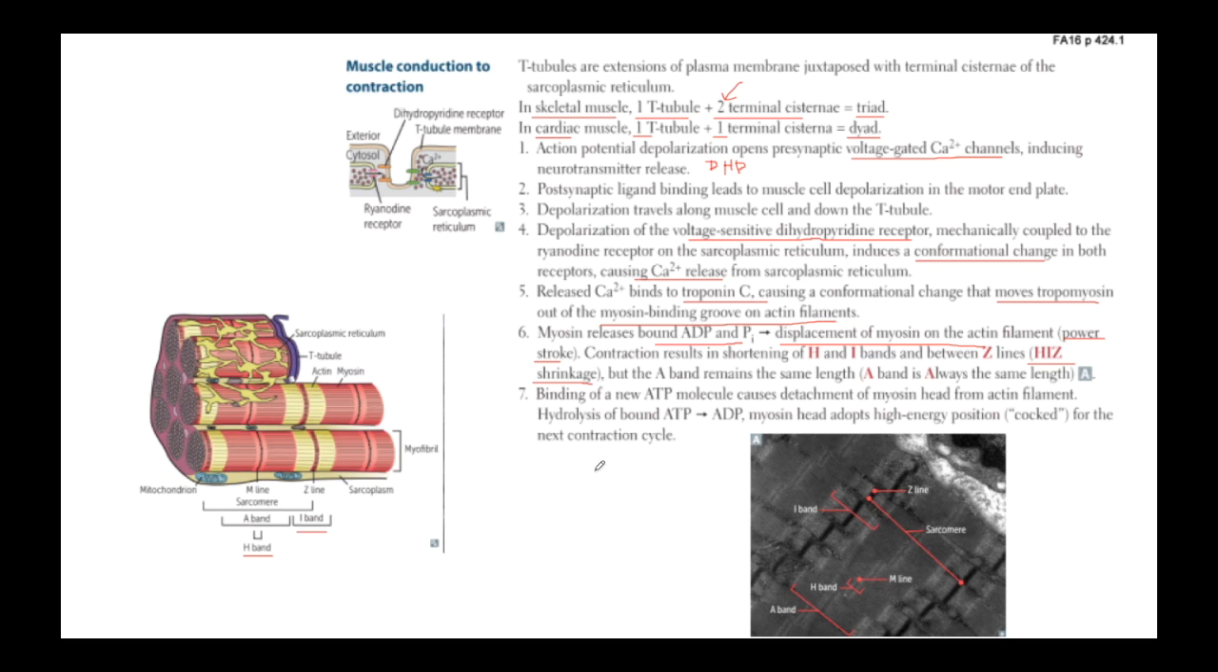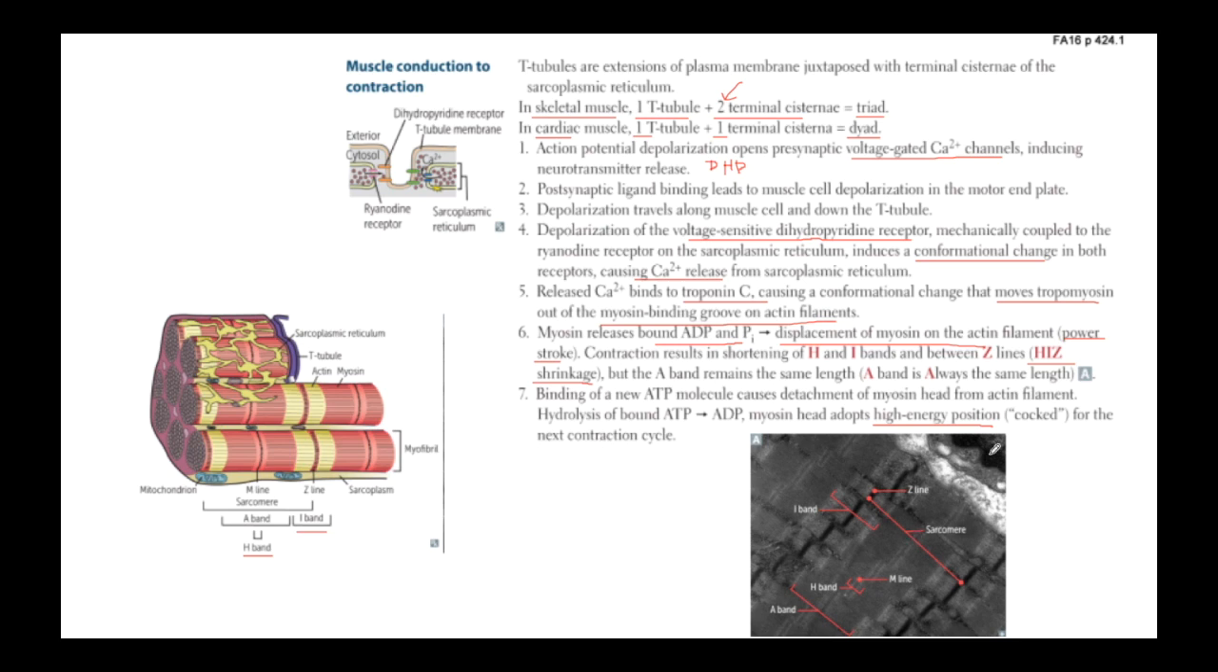And finally, binding of a new ATP molecule causes detachment of myosin from the actin, and myosin can go back to having its high energy position or cocked position for our next contraction cycle.